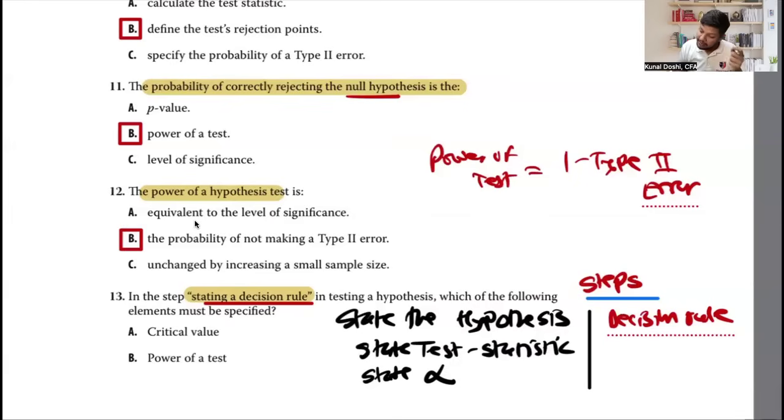So they asked in the step stating the decision rule in testing a hypothesis, which of the following elements must be specified? Of course, I need the critical value before I conclude my decision, whether I will reject or fail to reject. Critical value, guys, remember the three critical values that are tested in the exam, not only in your level 1, but in your level 2 or 3 also. It will be 90% confidence, 95%, or 99%. The same in another way: 10% alpha, 5% alpha, and 1% alpha.